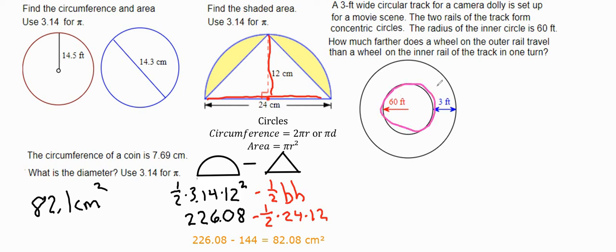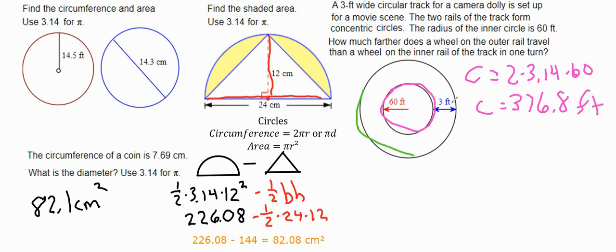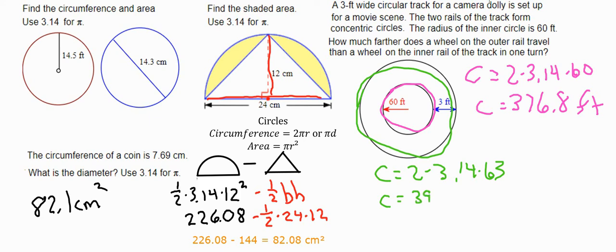The smaller circle here in pink would be 2 times pi times the radius, which is 60. And that's going to give us 376.8 feet. The larger circle has a radius of 63, the 60 plus the 3. So this would be 2 times 3.14 times 63. And that's going to equal 395.64 feet.